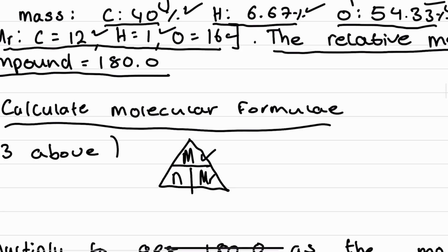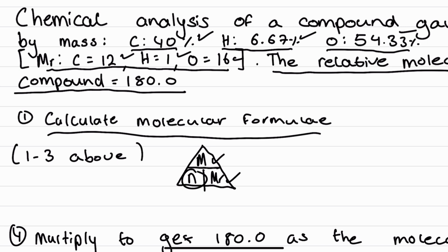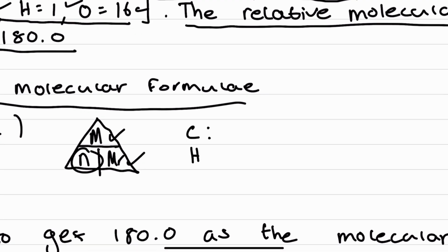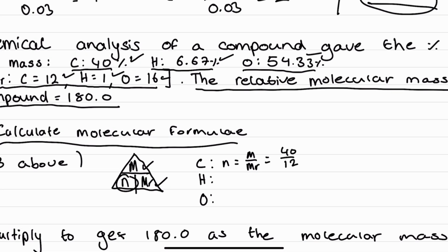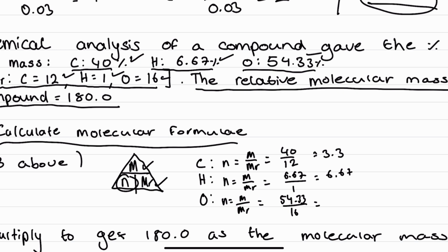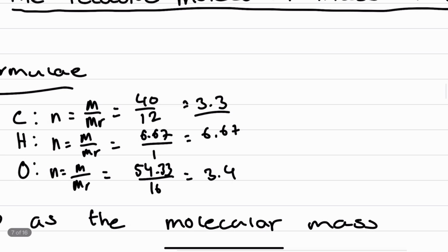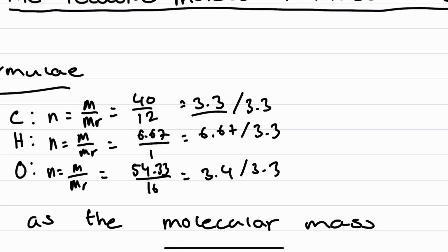So we have our masses, we have our molar masses of each element, so now we just need to calculate moles. So I'll split it up as carbon, hydrogen, and oxygen. Moles is equal to mass over molar mass. That means for carbon, 40 divided by 12. For hydrogen, 6.67 divided by 1. For oxygen, 53.33 divided by 16. So 40 divided by 12 is 3.3, 6.67, and 53.33 divided by 16 is equal to 3.3. Now, the smallest out of all of these is carbon, so therefore we can just divide these by 3.3. This will give us 1 carbon, roughly 2 hydrogen, and roughly 1 oxygen.